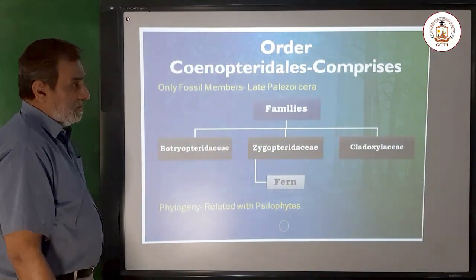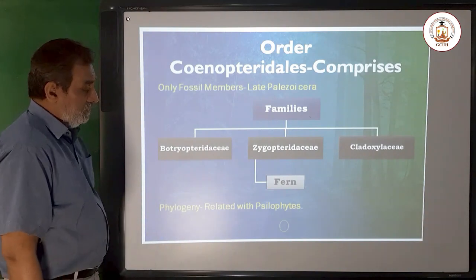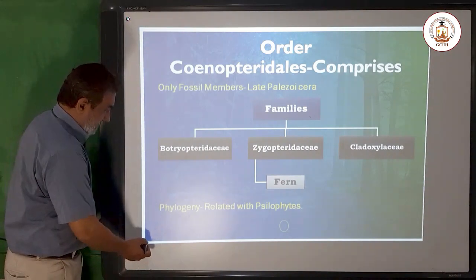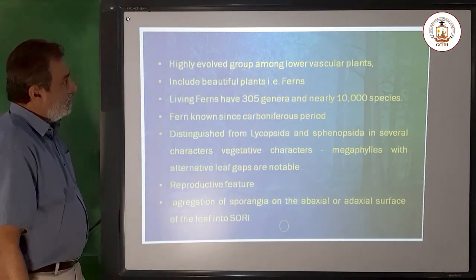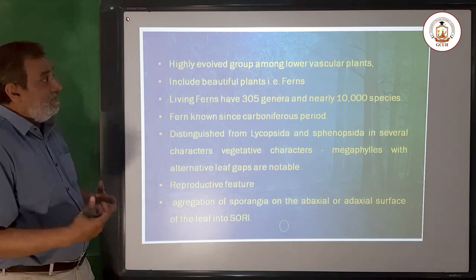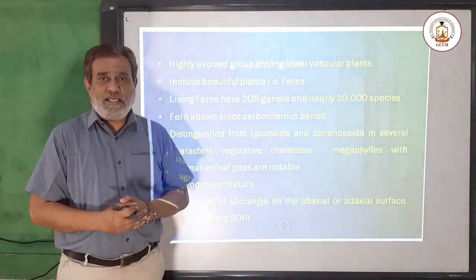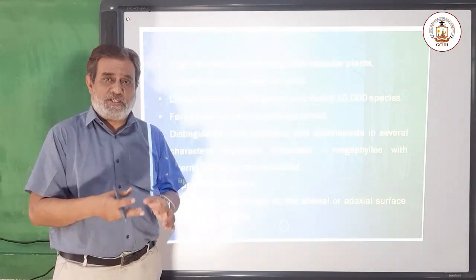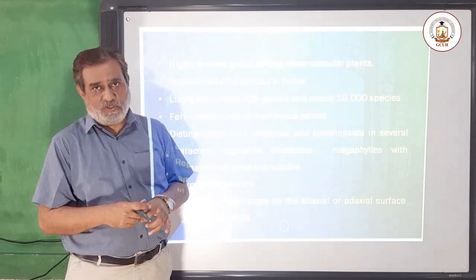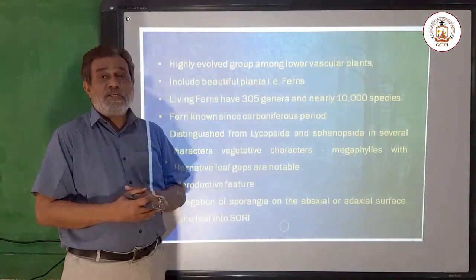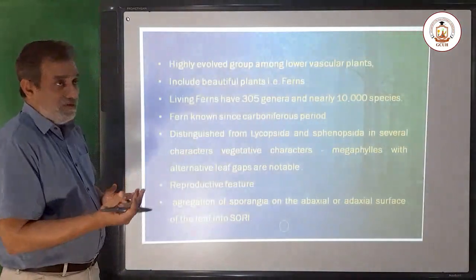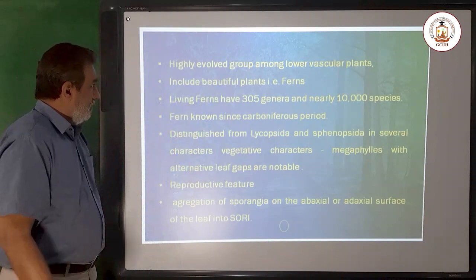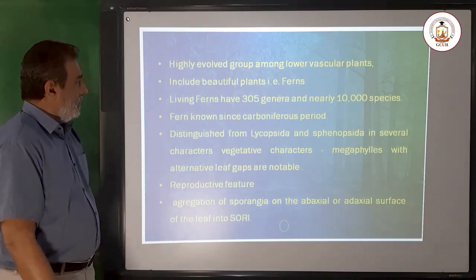As for their phylogeny, the ancestors of this group are the Psilophytes. These plants are highly evolved. They belong to the highly evolved vascular plants: Pteropsida, Gymnosperms, and Angiosperms. Although the plants of the Pteropsida do not produce seed, they belong to the highly evolved group of the vascular plants.